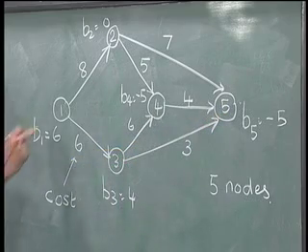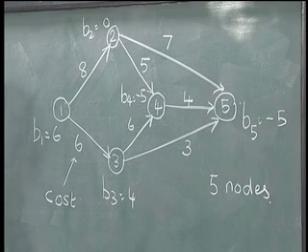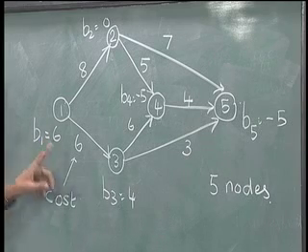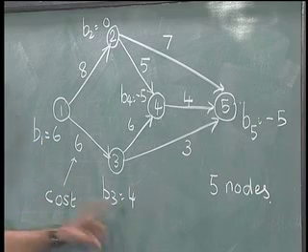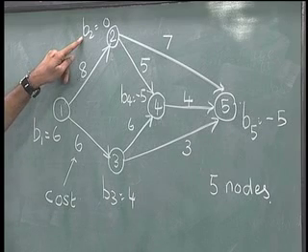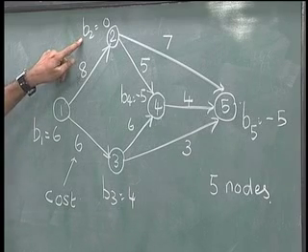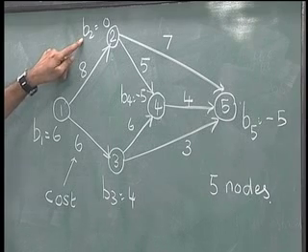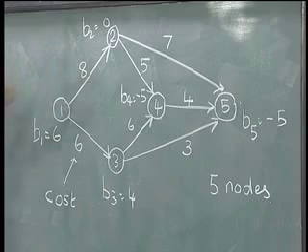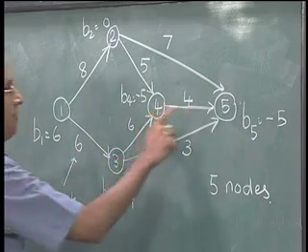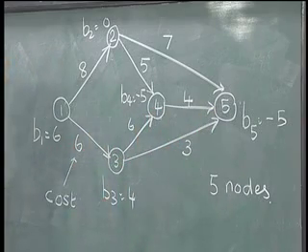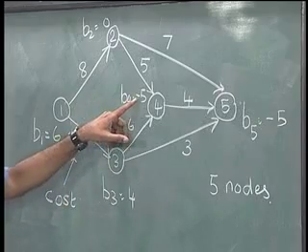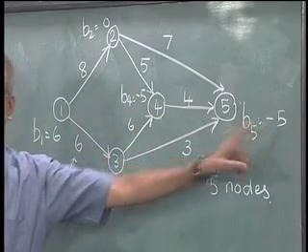So, nodes 1 and 3 are the supply nodes. Supply nodes have positive quantities that are available. Node 2 is an intermediate node. Intermediate node has a 0, which can be seen either as a 0 supply or a 0 requirement. Now, 4 and 5 are destination nodes and their requirements are given by these negative values.